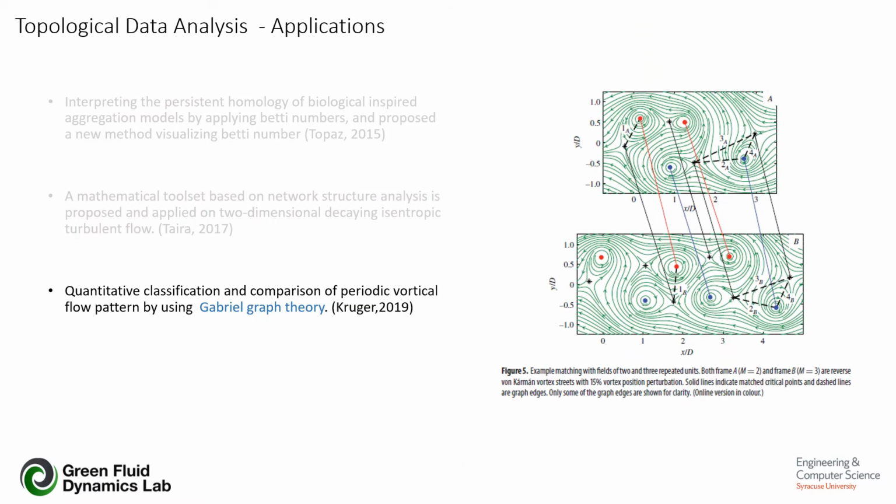As the last example in Kruger's work, they applied the Gabriel graph theory to quantitative classification and comparison of periodic vortical flow patterns. And in this figure, it shows an example of matching two flow fields, which are both reverse von Karman vortex streets. We can see that the critical points and the graph edges are classified and compared for the two flow fields. All the solid lines indicate the matched critical points, and the dashed lines indicate the graph edges.